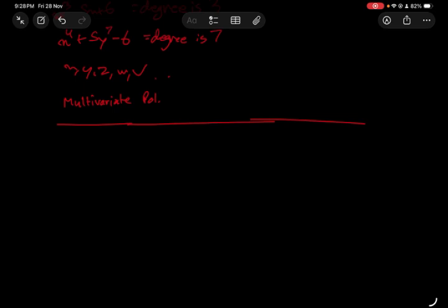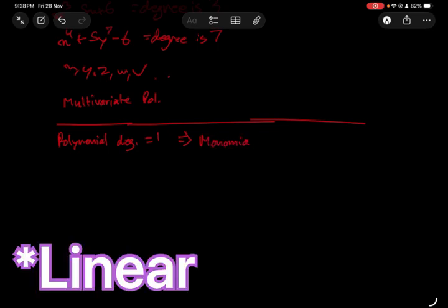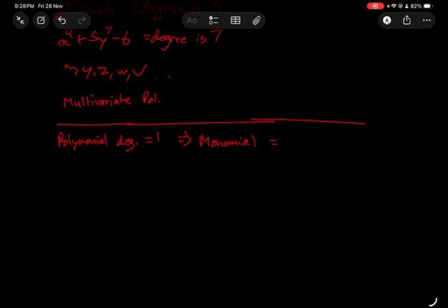So a polynomial with degree 1, degree is equal to 1, is called a monomial. Like 2x, y, 2 plus y, perhaps 2 plus 7 minus y. These all are monomials because they have the degree of 1.